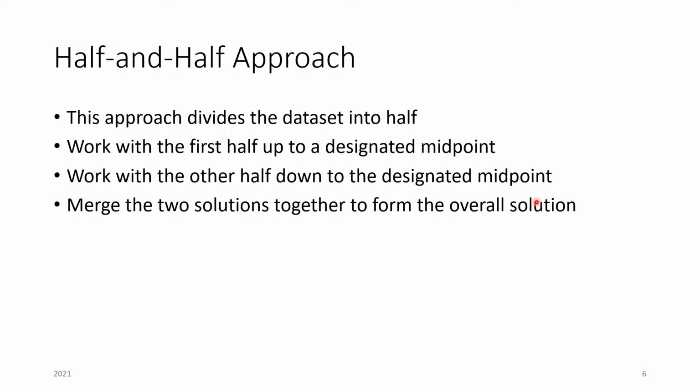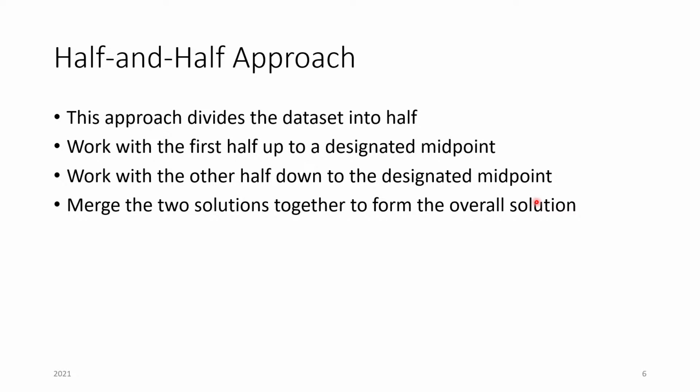The half and half approach basically is, like its namesake says, you divide the data set in half, you work on the first half up to a designated midpoint, and then the second half down to that designated midpoint, and you merge the two solutions to form that overall solution altogether. The half and half approach is more suited towards if you don't know how to start from either end to go up to or down to the end point.